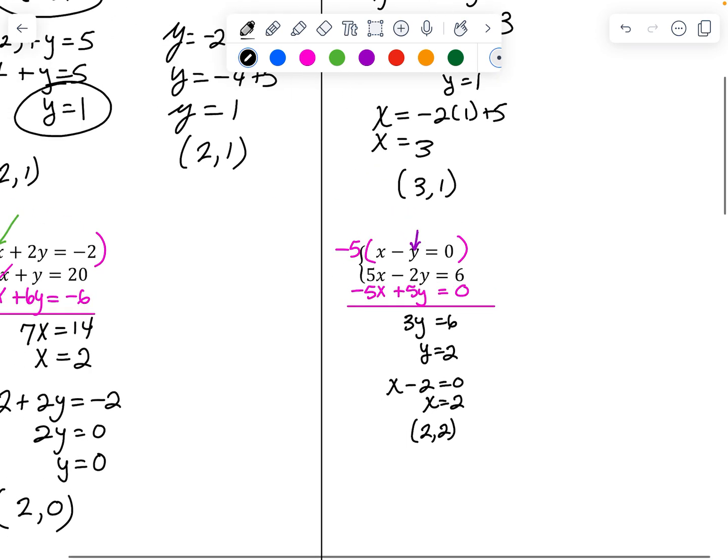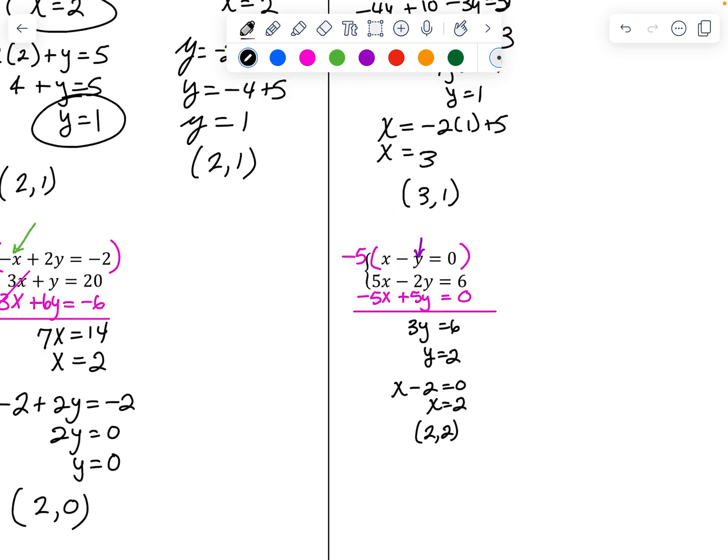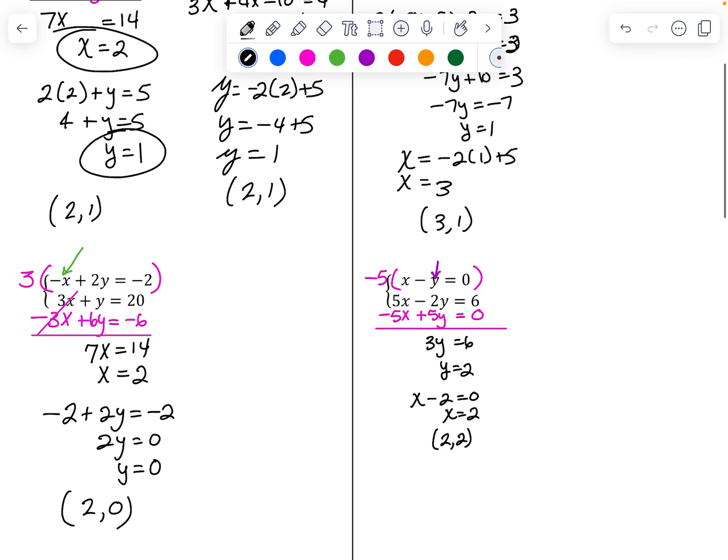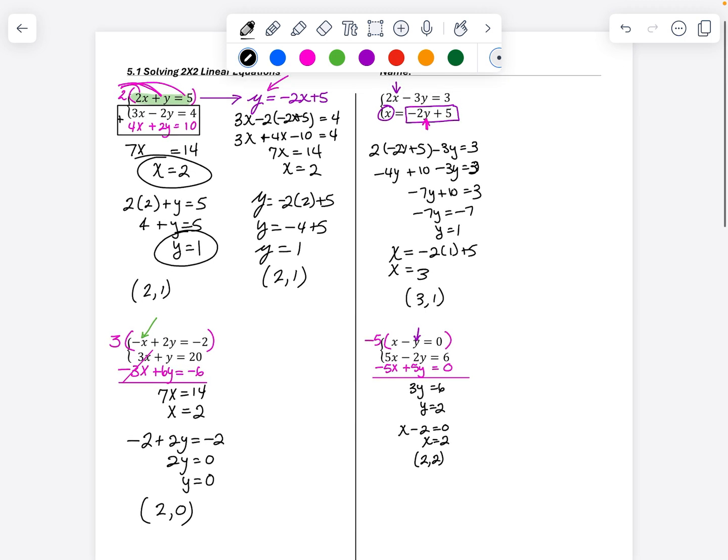And that is it, my friends. Substitution or elimination, either one will work. You're welcome to do it any way you see fit. You can also graph them and see where they intersect. That works as well.